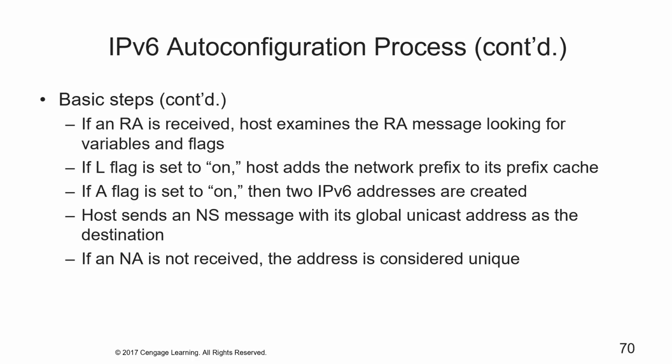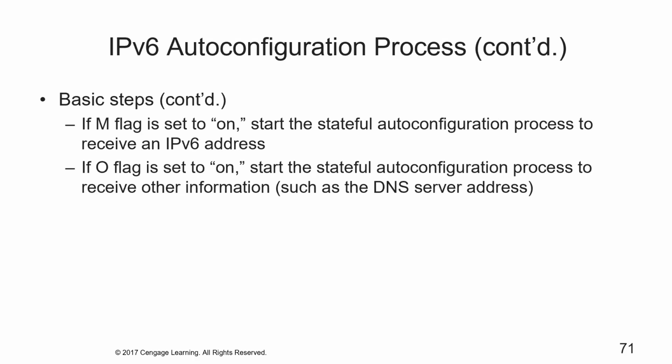Now, if an RA is received, the host is going to examine that message looking for variables and flags. If the L flag is on, the host adds the network prefix to its prefix cache. If the A flag is set to on, then the two IPv6 addresses are created. The host sends an NS message with its global unicast address as the destination, and if an NA is not received, the address is considered unique.